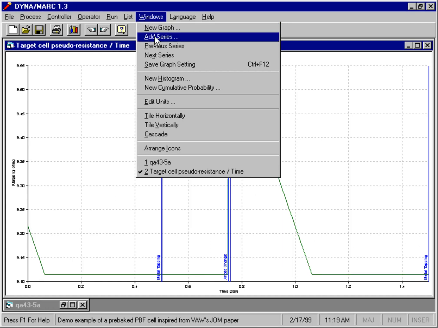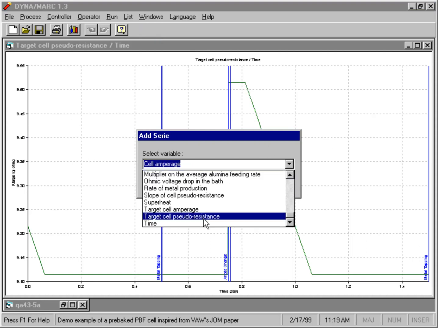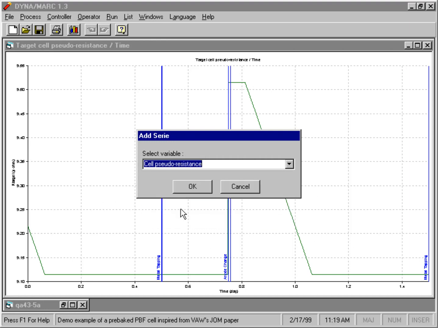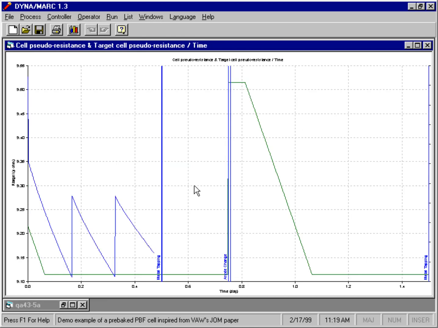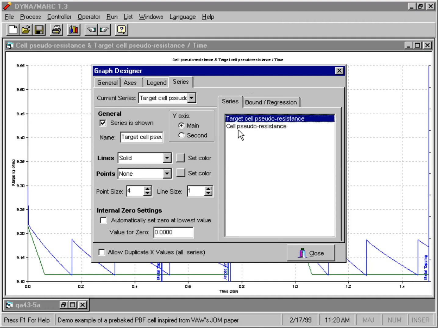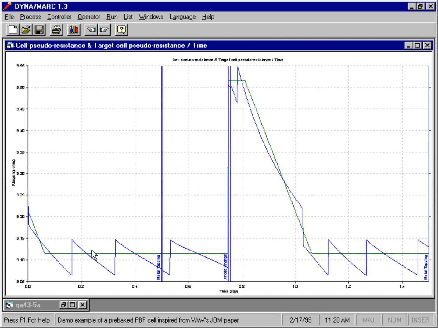We can here add the actual cell resistance obtained. Again, we can put that on the same axis. So we can see the anode motion that is ordered by the controller to bring the resistance into the range of the target resistance.